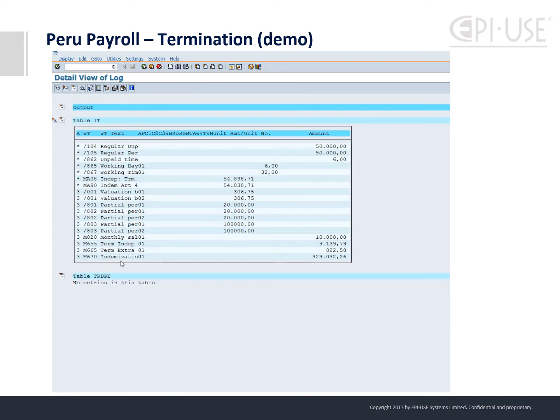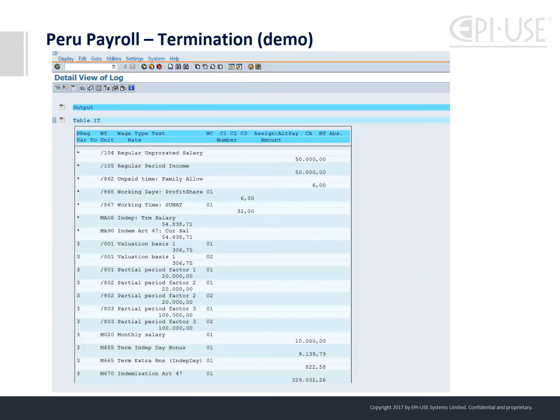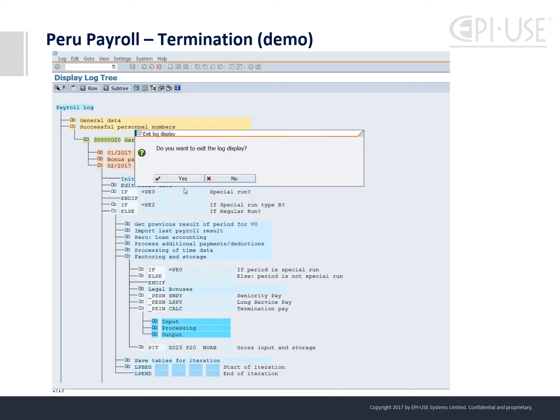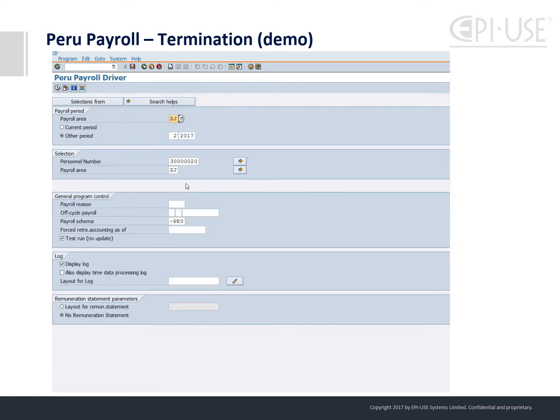And if we look at the output, we expand this table, and we will find the termination or indemnization payment. Also, because of the bonus that's now still outstanding, there's a termination independent day bonus and extra bonus also that is applicable. So all of this is also handled in the solution.